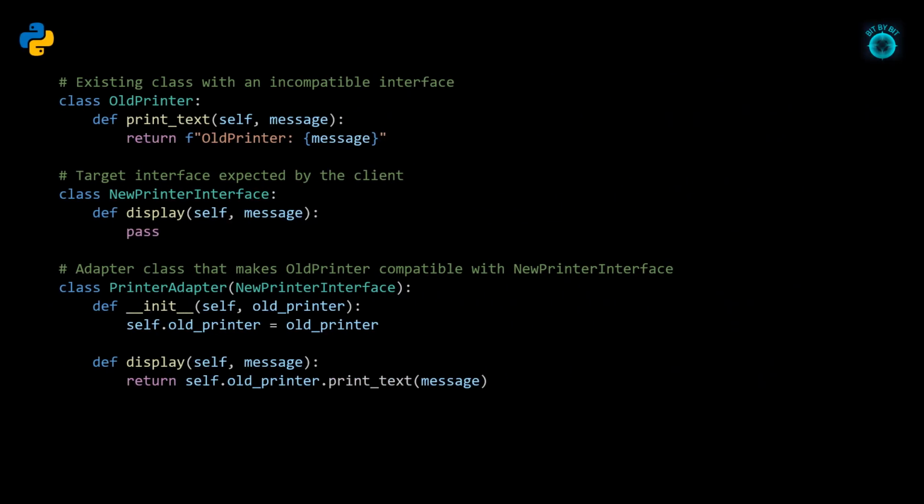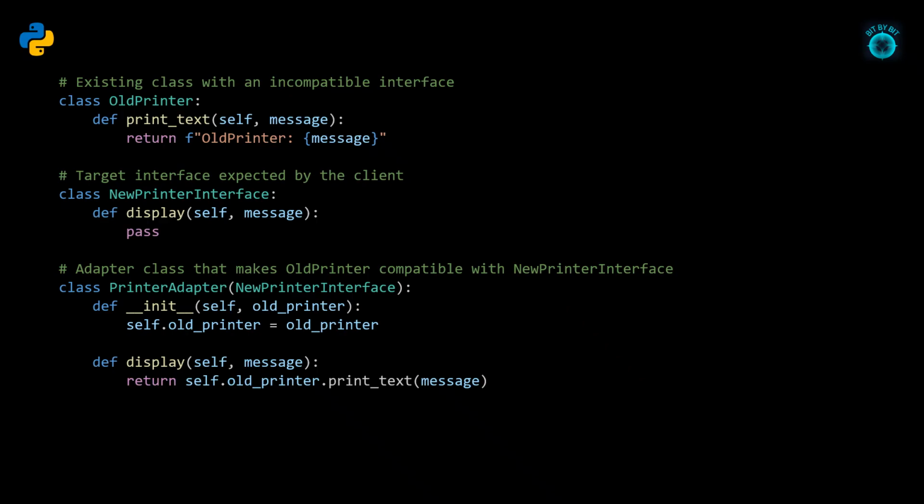We begin with an existing class called OldPrinter. It has a method named print_text, which takes a message and returns a string. However, our client code expects to use a standard interface called NewPrinterInterface, which defines a method named display.